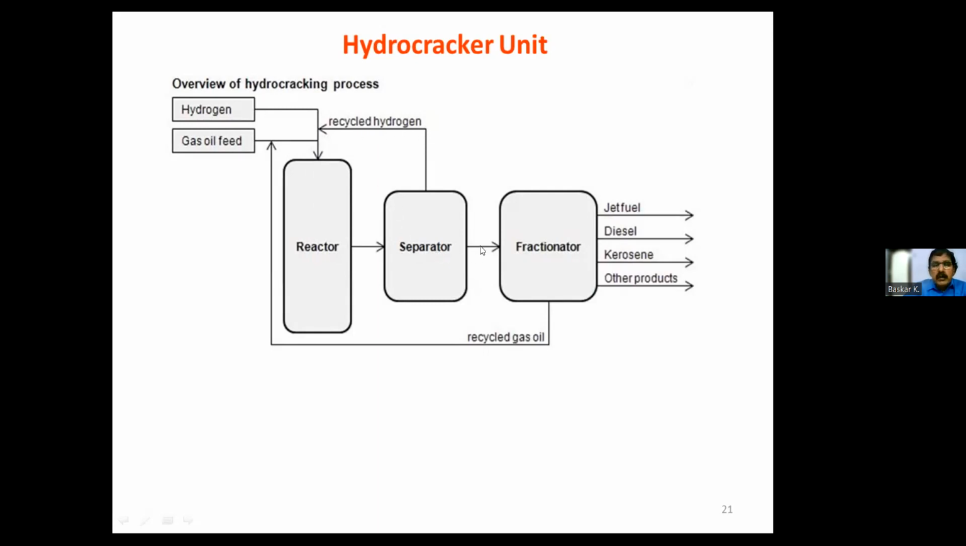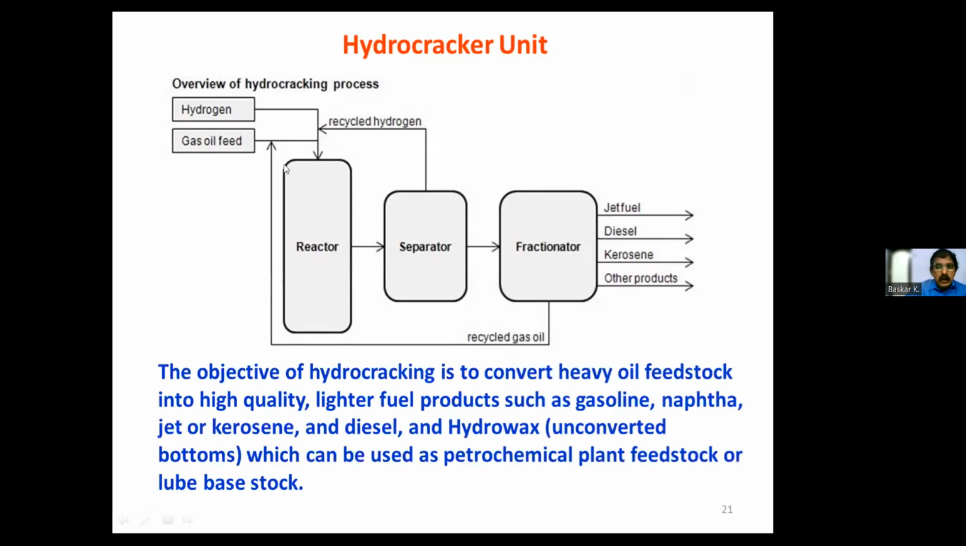And then the liquid portion goes to a fractionator. The fractionator is almost like a distillation column where we are maintaining different temperature profiles. And we have jet fuel, diesel, kerosene, and other products. Okay. And the bottom one, which is unconverted, goes back to feed for recycling. So the objective of hydrocracking is to convert heavy oil feedstock into high quality products. High quality means purity is more, because once we use hydrogen, the purity is more in all products. That is a general thumb rule.